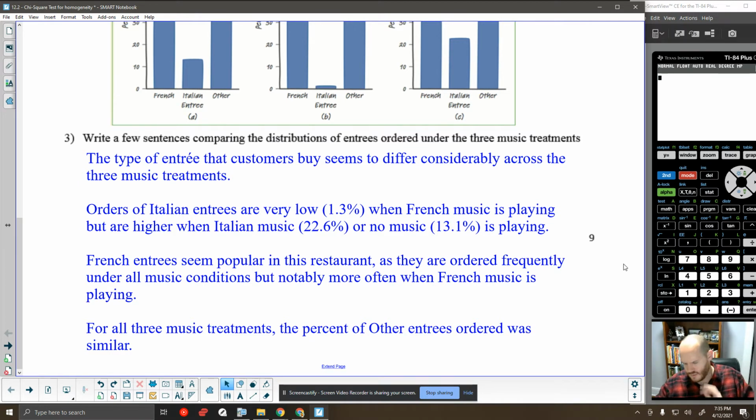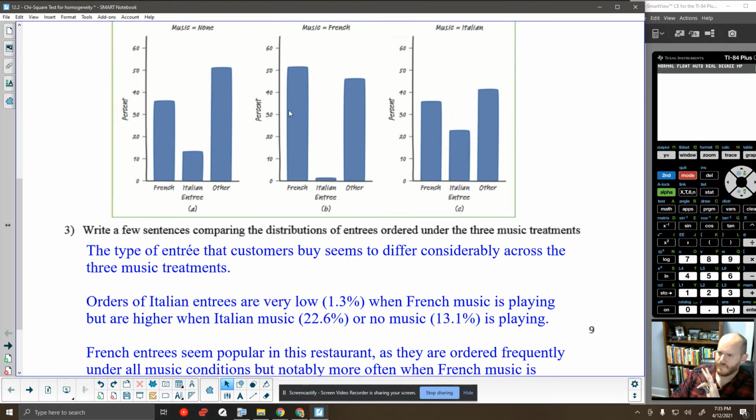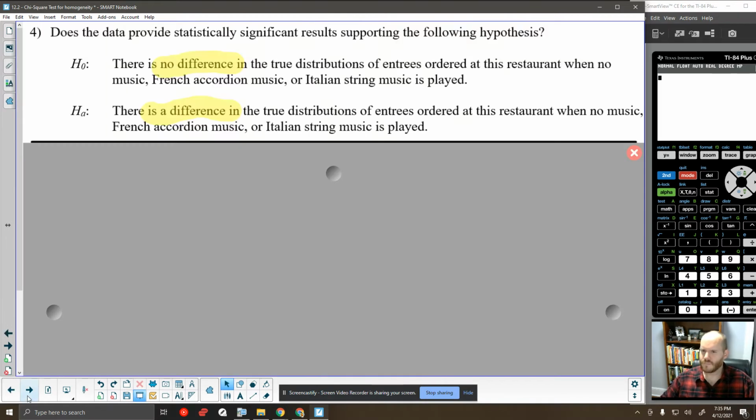So then the question, and this is what we're going to answer in this video, is this difference, this variation in the percentage of entrees ordered for each of these types of music, statistically significant? Meaning, is there evidence that these differences could not have happened by chance alone? And that's what we want to answer. So that's the new component.